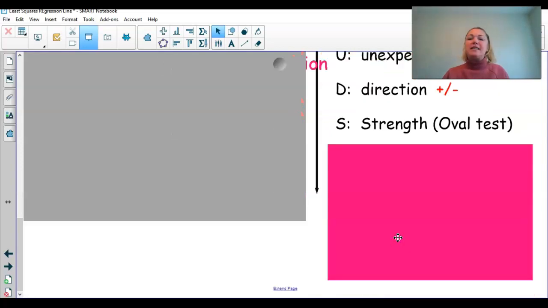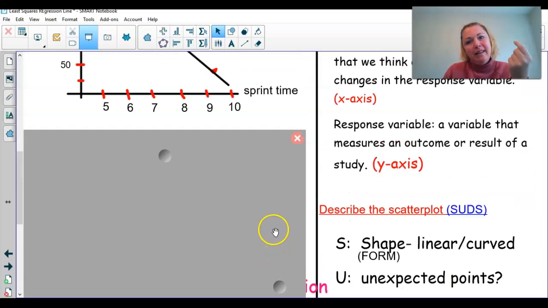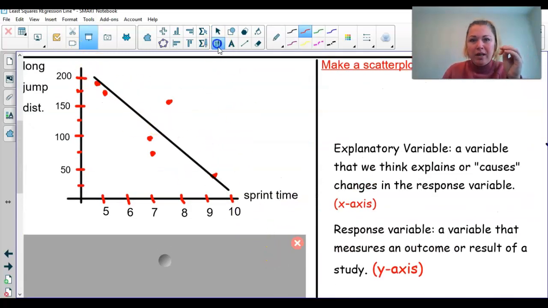And then finally is the strength. I call this the oval test. Now, let me be clear: the oval test is not an okay way to justify when you're asked to describe a distribution. The oval test is just a way for me to teach you to think about it. Do we have a strong association or a weak association? How can I tell? Strength is how close it follows the form, the shape. So if we're saying it's a line, is it close to this line or not? What I like to think is, envision an oval.